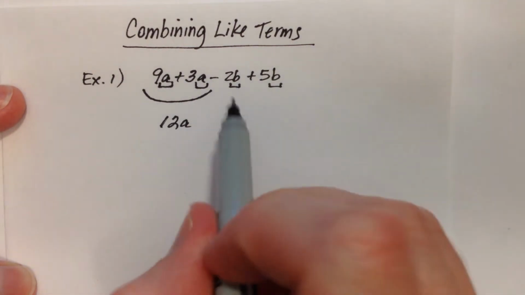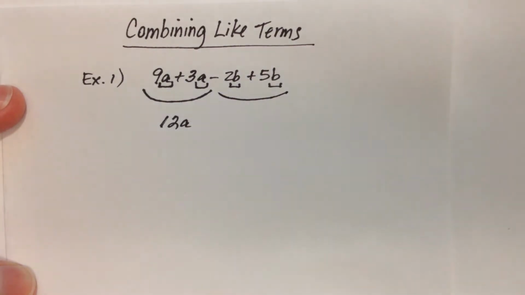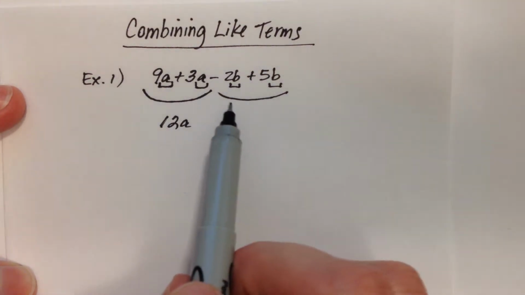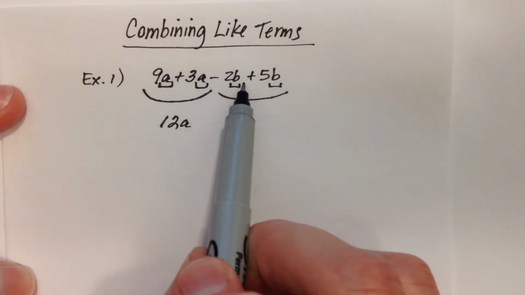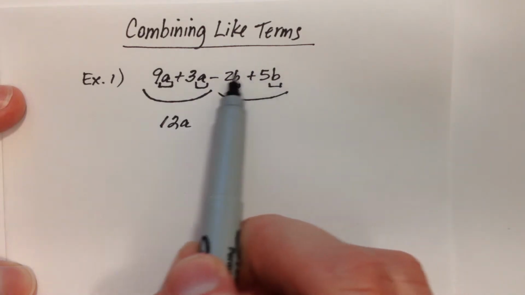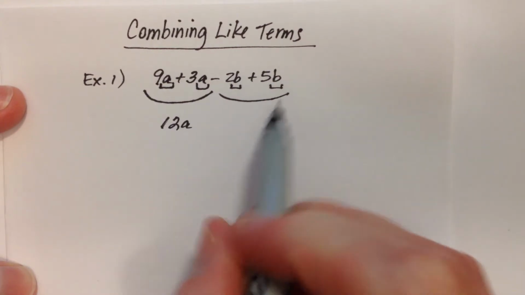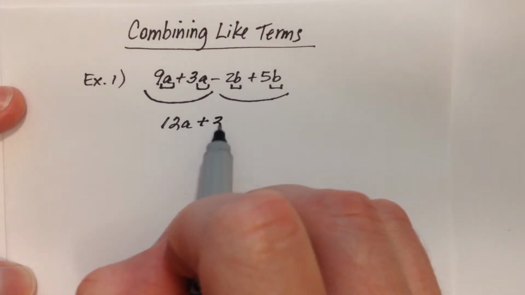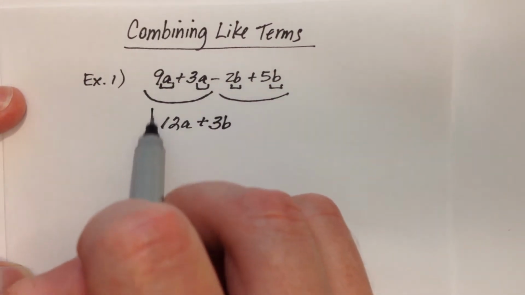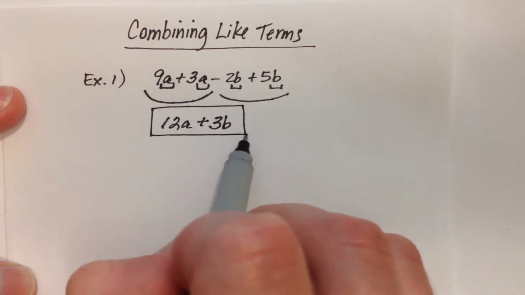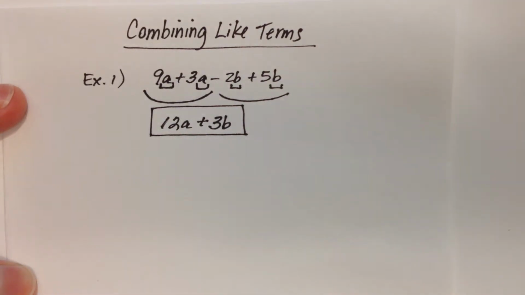So since they're like terms now, I'm going to combine their coefficients. I'm going to add or subtract, as is dictated by the problem. So this says a negative 2b plus 5b. Well, negative 2 plus 5 is going to be a positive 3b. So I'm going to say positive 3b. And this is my simplified expression after I have combined the like terms.